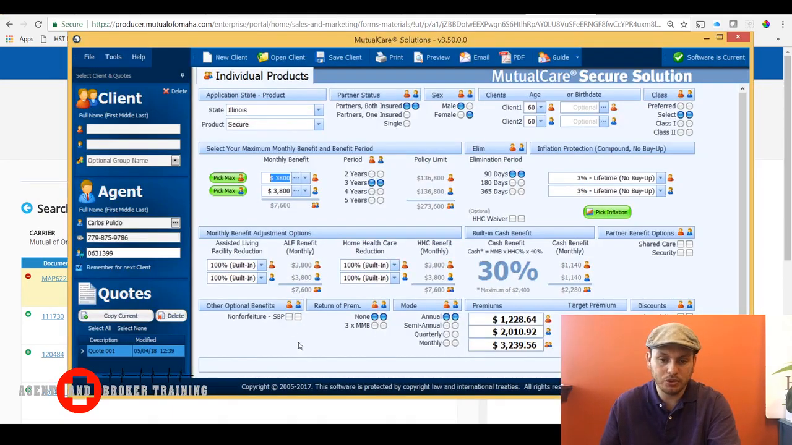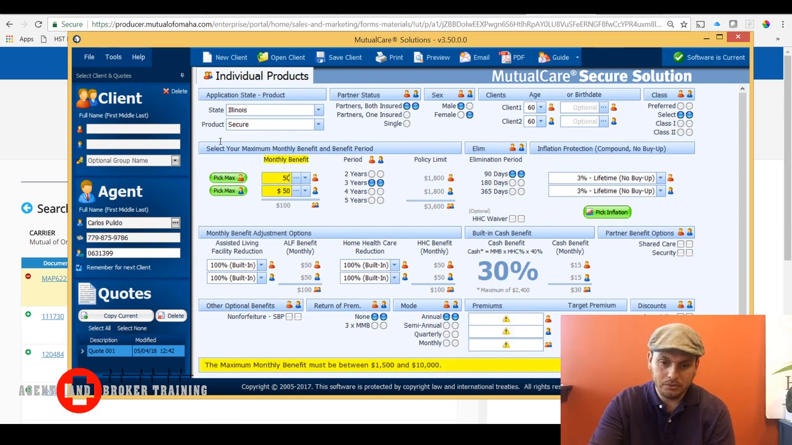Okay, so back to Mutual of Omaha. The average long-term care stay is about 3 years. You can pick less, you can pick more, you can pick longer, but 3 years I think is the national average for a long-term care stay. They probably pass away before the 3 years are up, which is unfortunate, but it is what it is. All right. Policy limit.